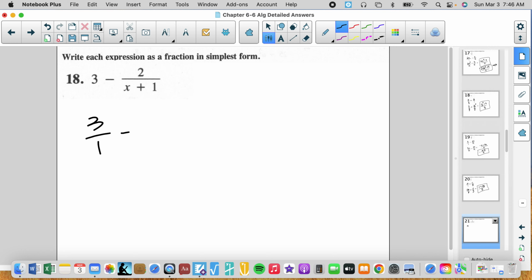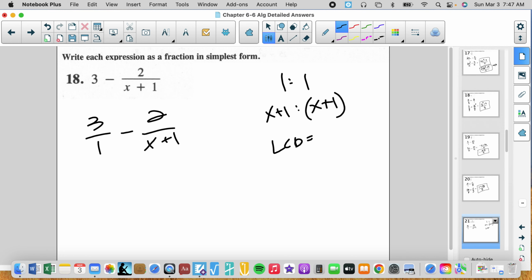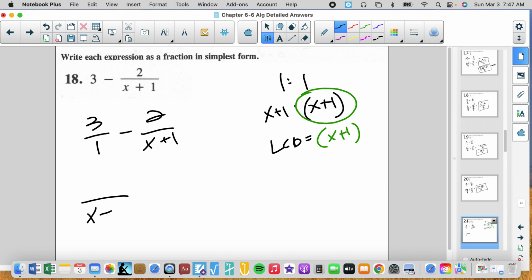Okay, 3 over 1 minus 2 over x plus 1. So the prime factorization, 1 would be 1. x plus 1 would be x plus 1, that quantity. So LCD, they have nothing in common, and these are the leftovers. So my LCD is going to be x plus 1. So x plus 1 is going to be my common denominator. That's not going to change, and now we have to find an equivalency.